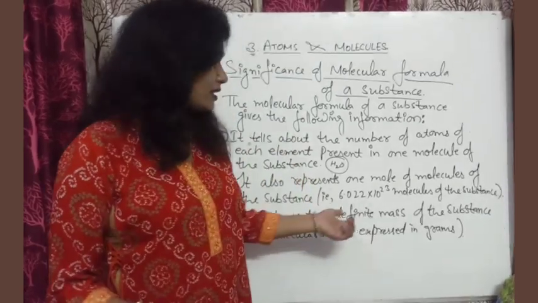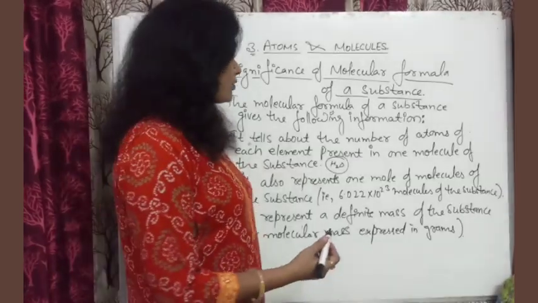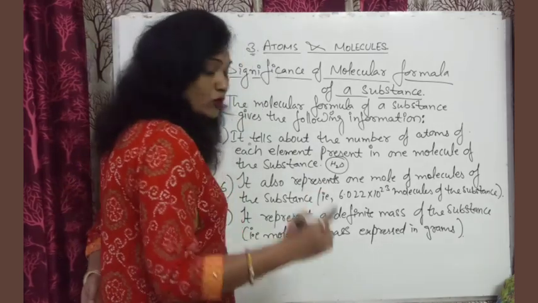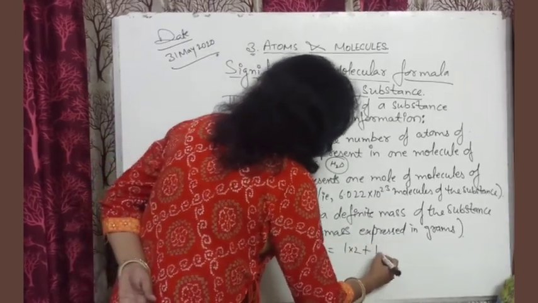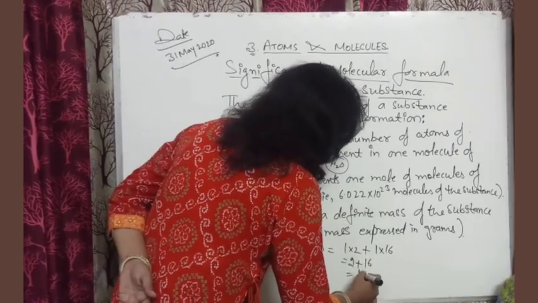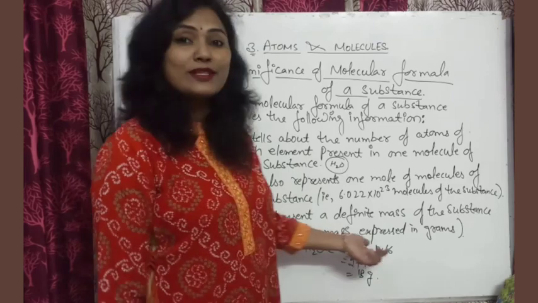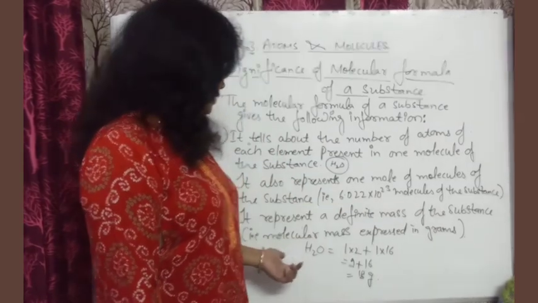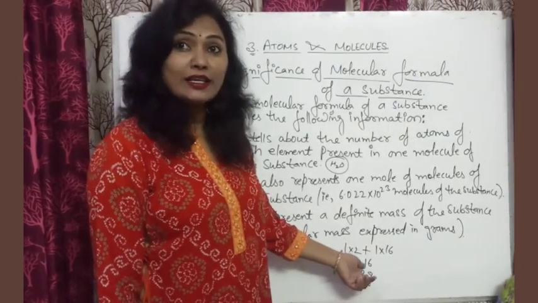Now next, it represents a definite mass of the substance. So how will you find out the mass of that substance? I have told you how. For example, you can take H2O. The molecular mass is 1 into 2 plus 1 into 16, so 2 plus 16, it is 18. So if the molecular mass is expressed in grams, it represents the definite mass of that substance. So the definite mass of H2O is 18 gram.